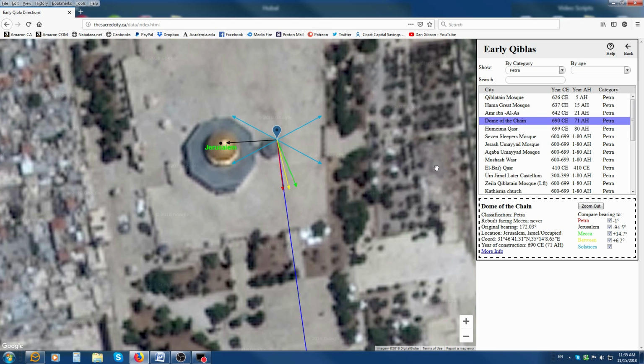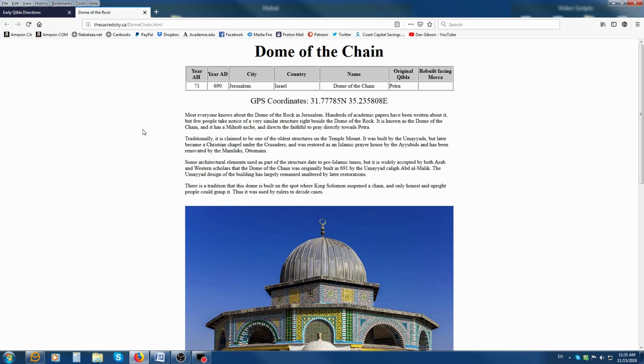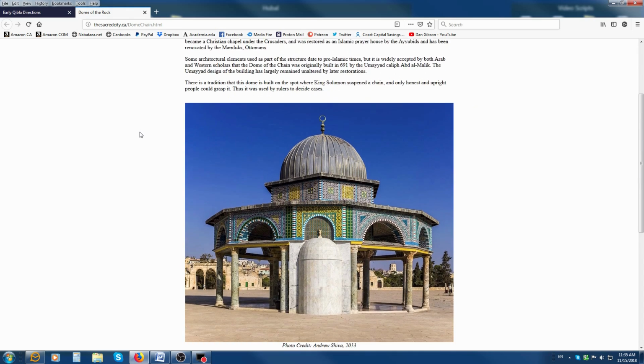Now, if I want to get some pictures, want to know more about what is the Dome of the Chain, you can see it's right beside the Dome of the Rock. That's the famous one. Over here on the right again, we can click more information. Double click that, and I go down here, and here I get when it was built, where it was built, who built it, some information, and I get to look at it.